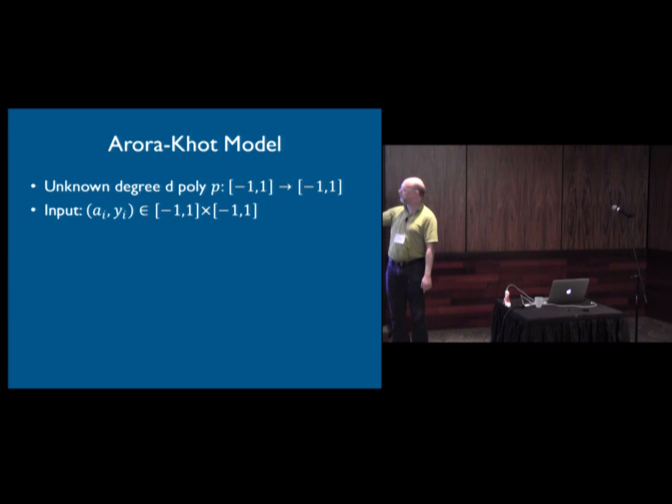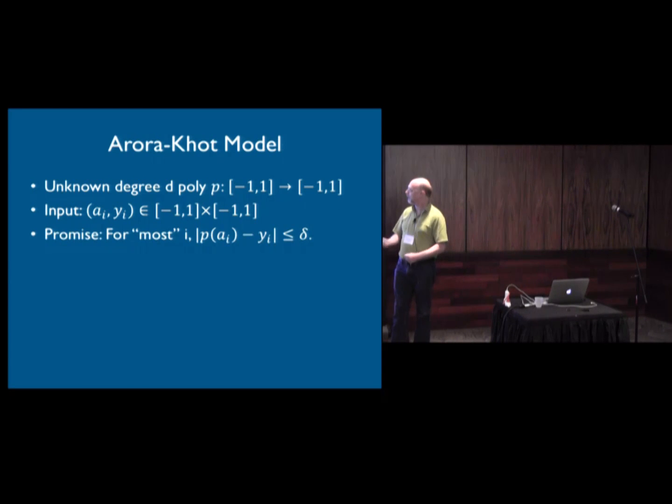So the input, we're given a bunch of points across the interval. And the promise is that for most i, we'll explain what that means later, the yi is close to the polynomial evaluated at ai. So say it's within delta. Think of delta as maybe a small constant or maybe 1 over poly log d. And so it's not a tiny value.